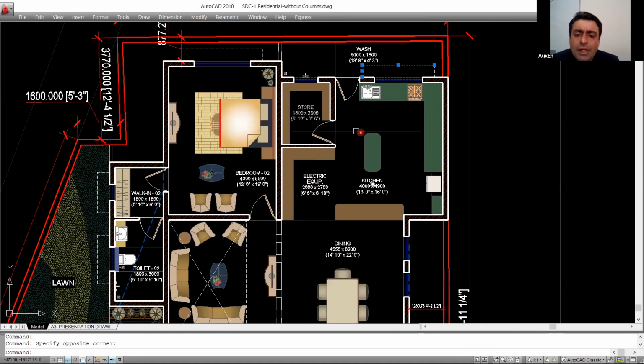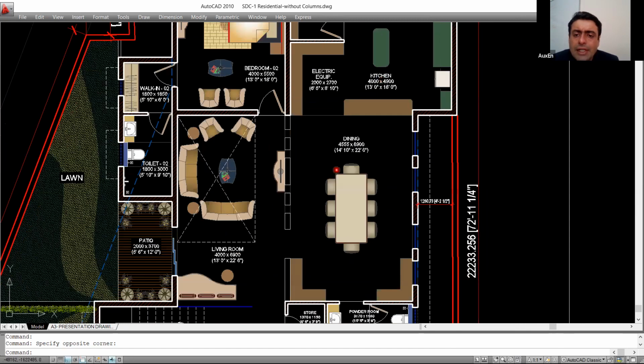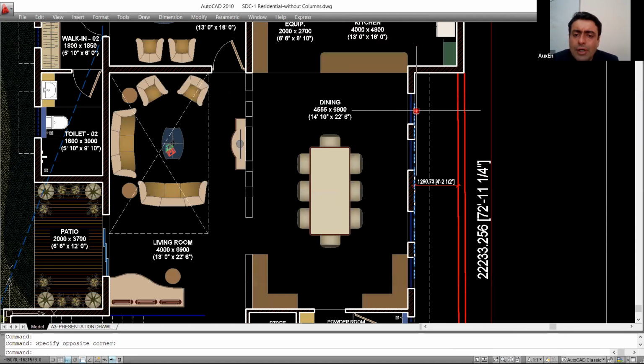Then coming out of the kitchen, coming over here, all these are windows that you have provided, big window spaces. So one is this window space, second window space, third window space, fourth window space. So a lot of windows on this side. All right.